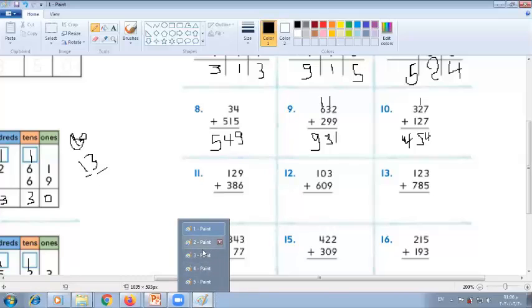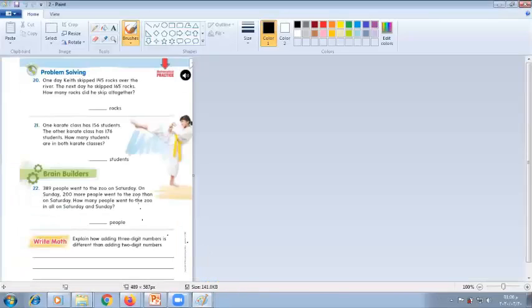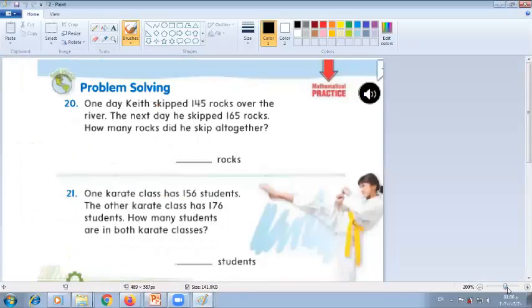Okay, but you know what? We can go to this part in our book. Finish this one, and then we end our video. It's fine. One day, Keith skipped 145 rocks over the river. The next day, he skipped 165 rocks. How many rocks did he skip all together?